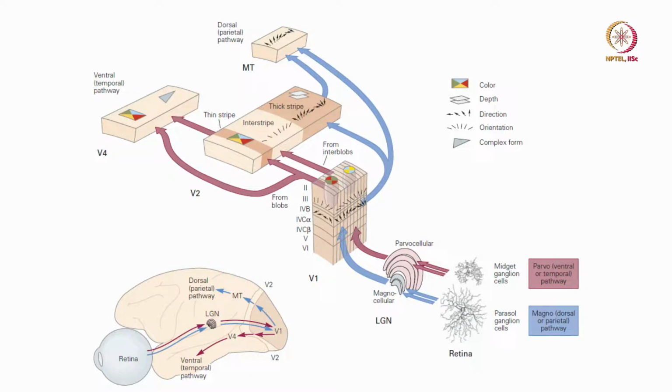Then what is this? This is a monkey, some animal model, where there is the retina, lateral geniculate nucleus, the primary visual cortex and secondary visual cortex, and the temporal pathway. So, different kinds of data, color, depth, direction, orientation, and complex forms are generated at various levels. For example, color here, then direction here goes to a different area for direction mapping, color is processed somewhere else, and complex forms are processed somewhere else.